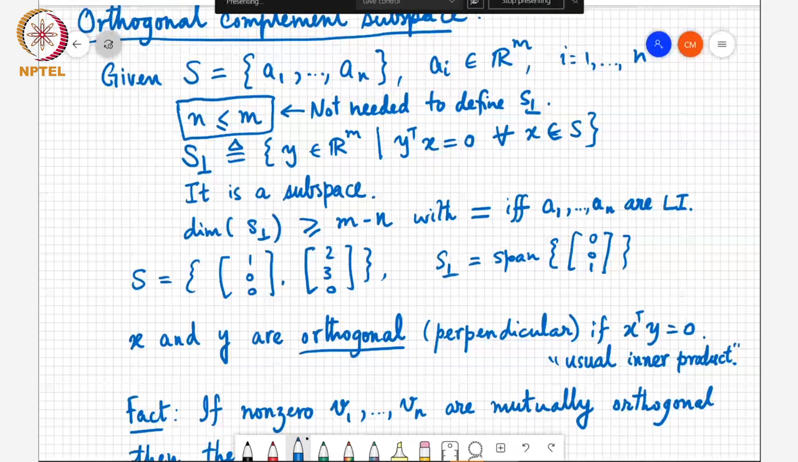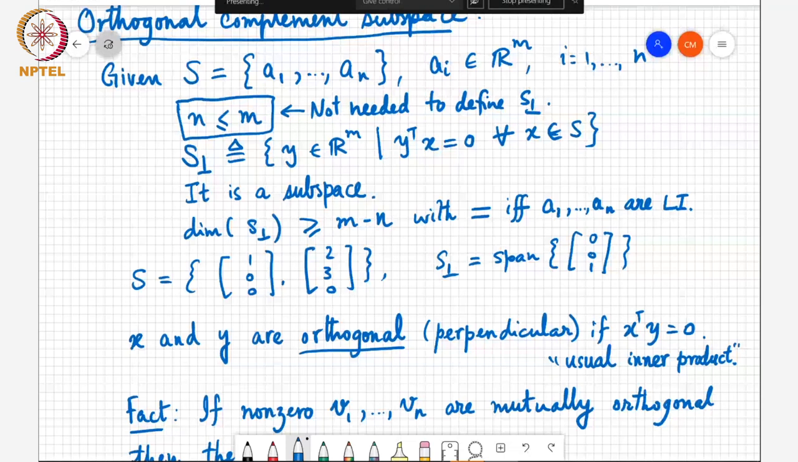If n is greater than or equal to m, then it's possible that these vectors a1 to an already span R to the m. Then if you look for all those vectors which are orthogonal to all these vectors spanning R to the m, you'll be left with only one point, which is the zero vector. Okay, and then S perp will be a null set. So it's easier to imagine S perp if you start out by assuming n is less than or equal to m.